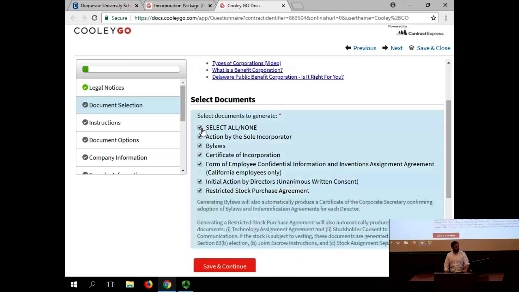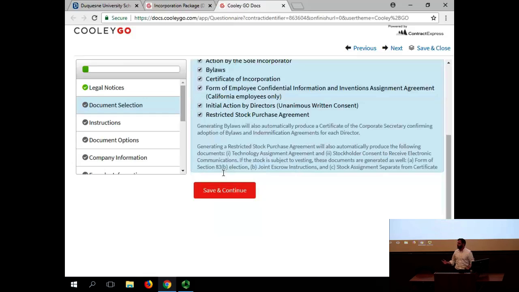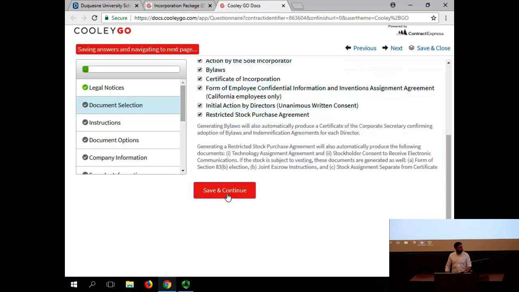This one's an easier one. We're just going to generate all the documents. We can throw away the ones we don't need. It means we have to answer a couple extra questions, but that's okay. We're going to learn a couple things along the way by answering those questions.